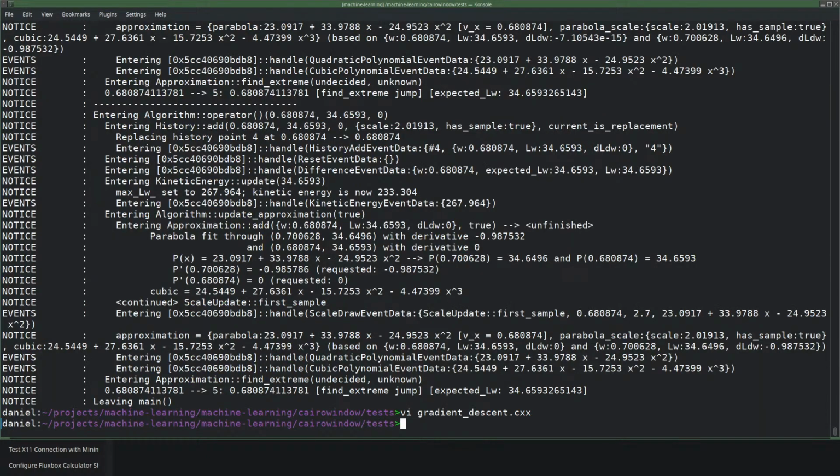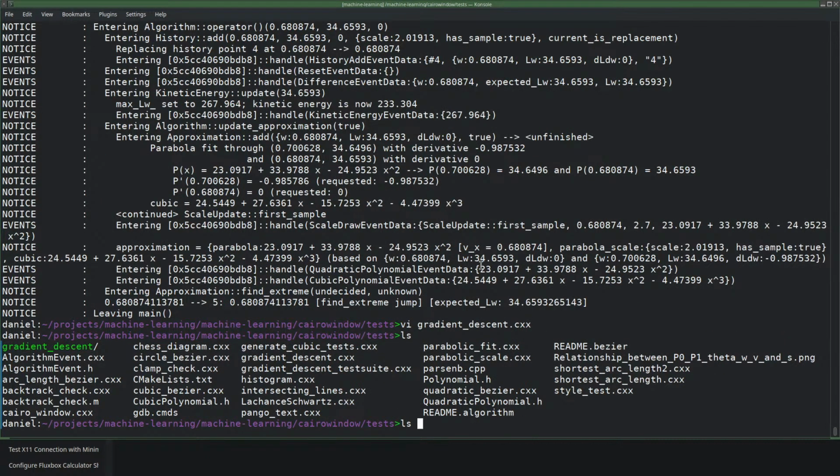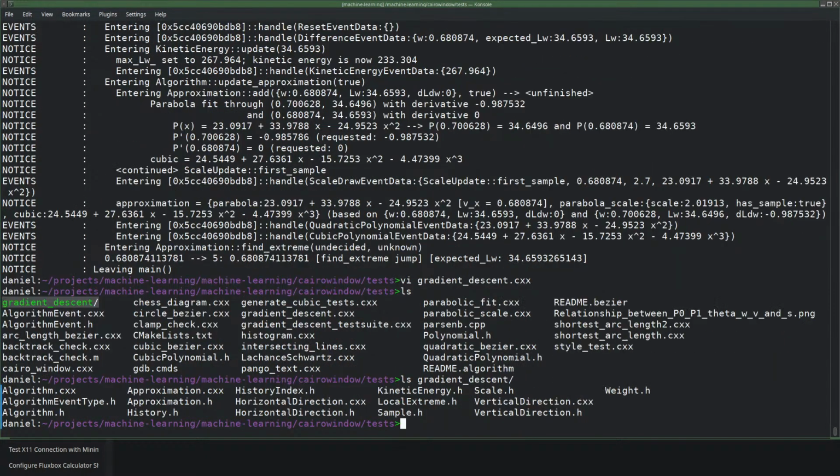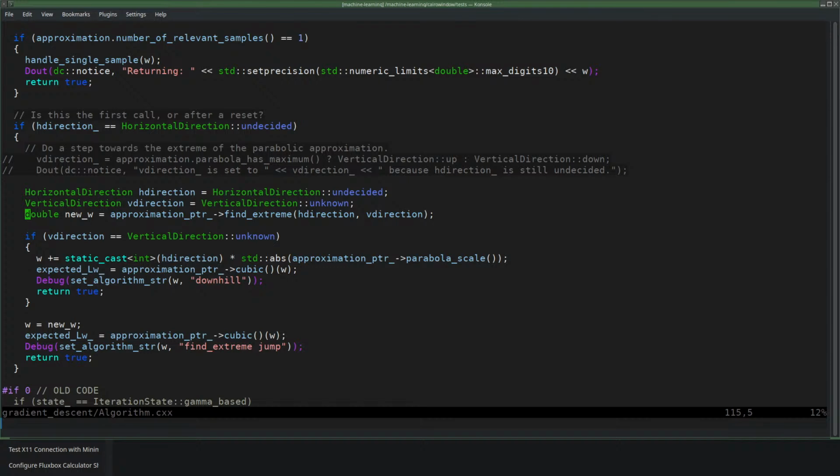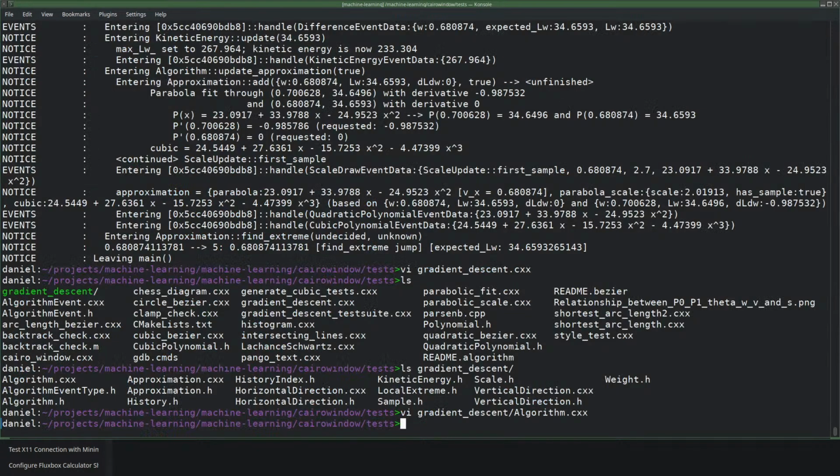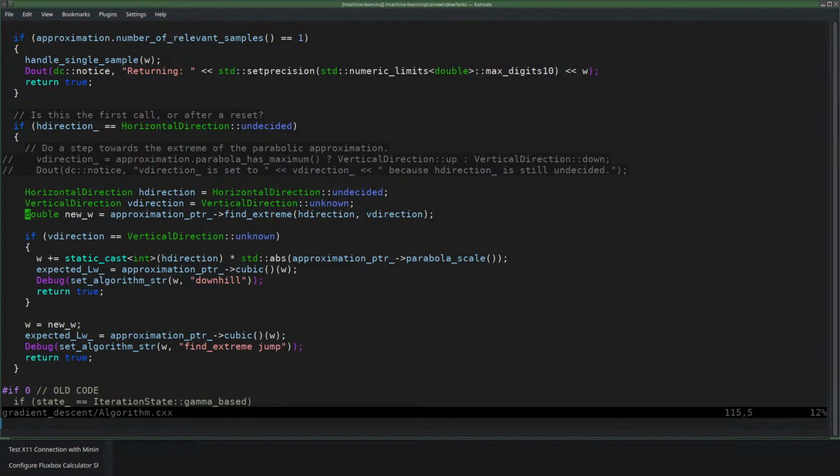Pattern not found. Nope. Got to go to algorithm. No, not algorithm. Where do I go to? Actually, I do go to algorithm, I think. Yep, there's my find extreme. So instead of passing, I don't care, I'm gonna say I want to go down.